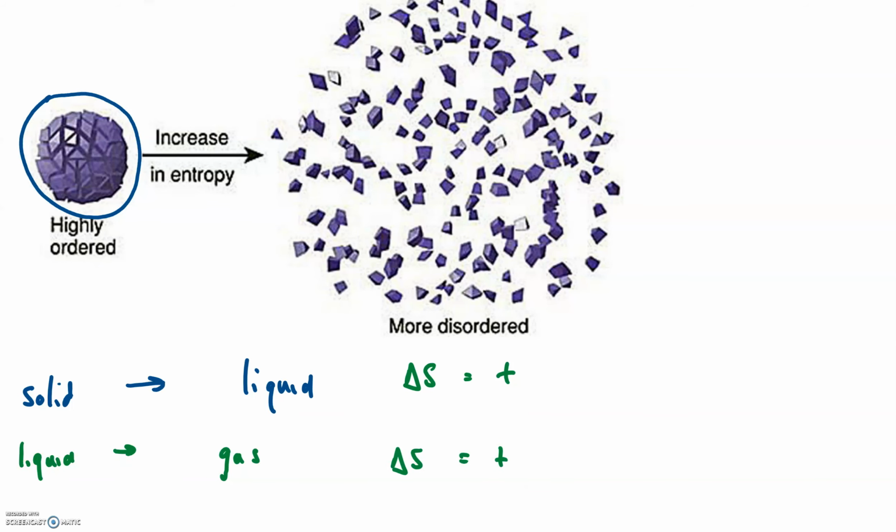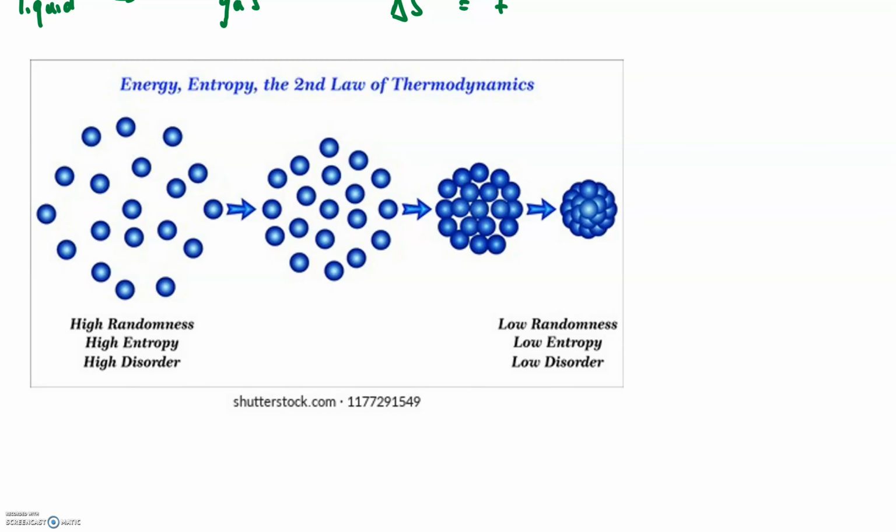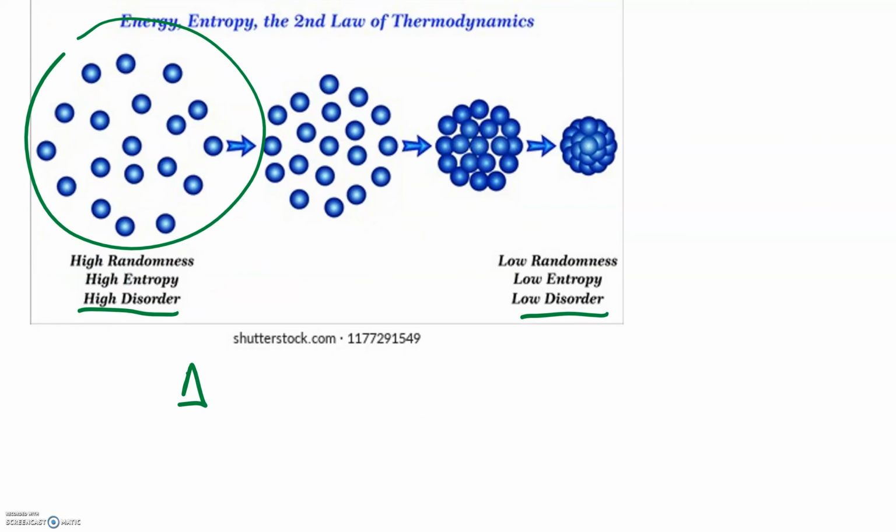Let's see if we can find an example of that. So here's a situation where we are going from a big mess, a bunch of scattered molecules, into a more ordered arrangement. And so because we're going from high disorder to low disorder, this would be an example of a delta S that is decreasing, because we are decreasing our entropy, we are decreasing disorder.